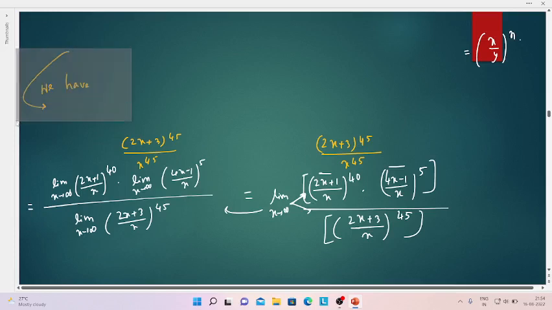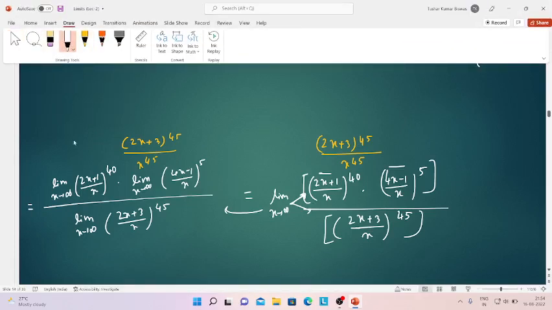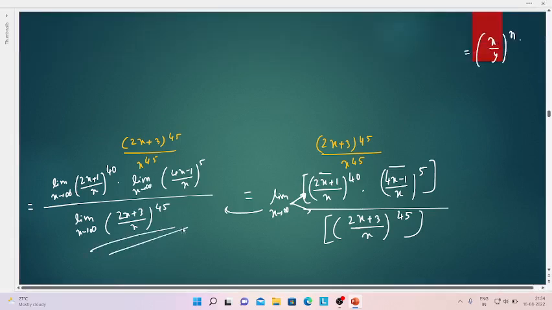Let me erase those parts. Okay, so what we have is this particular expression. Here you can see 2x plus 1 upon x can be written as 2x upon x plus 1 upon x, right? That can be written as limit x tending to infinity 2x upon x plus 1 upon x, right?